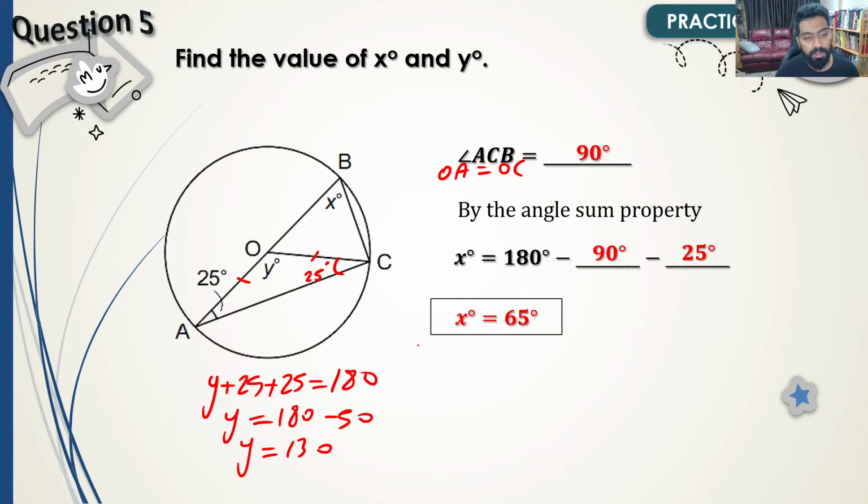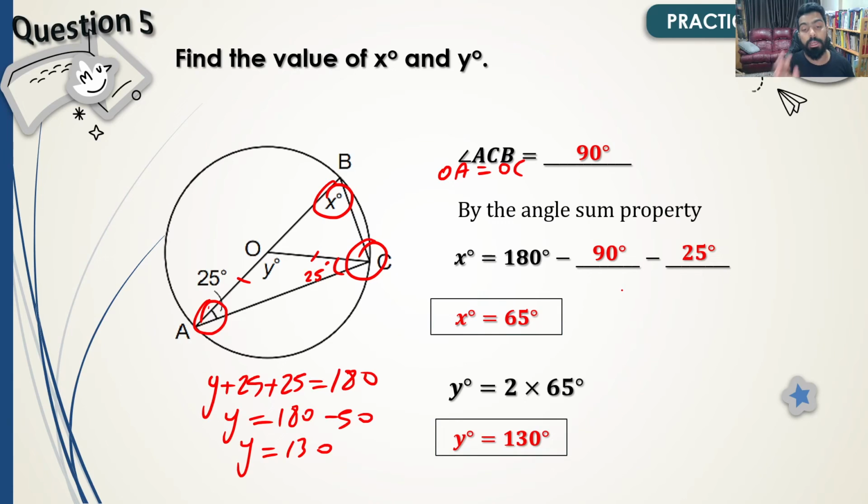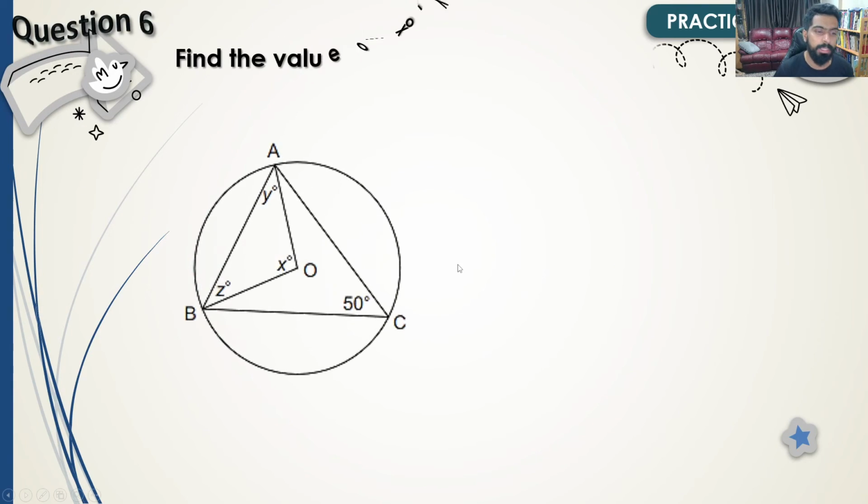Now, knowing that, we can immediately find X, which is half of the central angle, equal to 65. Or you can also use the method I just showed, the angle sum property: this angle plus this angle plus this angle equals 180. So we found angle X is equal to 65, and angle Y, the central angle, is twice the inscribed angle, which is 130 degrees. That's the reason I did both methods, so you can choose which you want. That's the beauty in maths: the answer will always be the same.